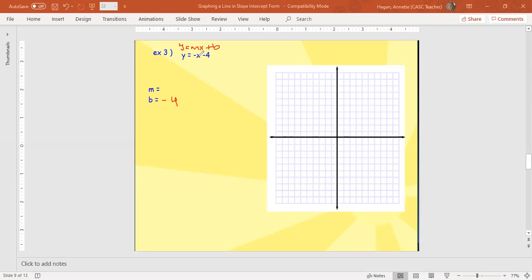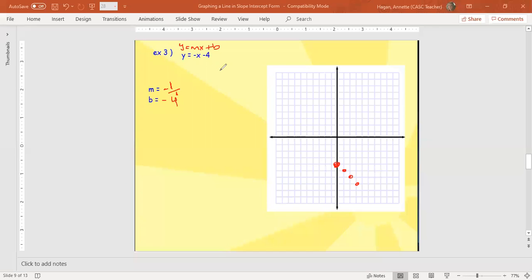Our slope is a little trickier. There's a negative in front of the x, but there's nothing else, so that means it is negative 1. We can say negative 1 over 1 to make sure we have the rise and the run. We're going to go down to negative 4. So I'm going to go down 1, 2, 3, 4 and put a point. My slope is negative 1, so I'm going to go down 1, right 1, down 1, right 1, down 1, right 1.